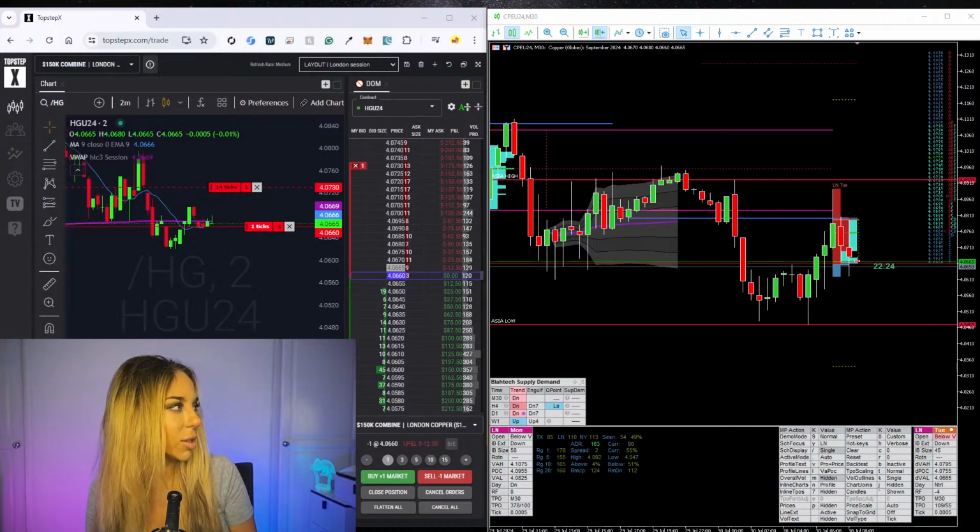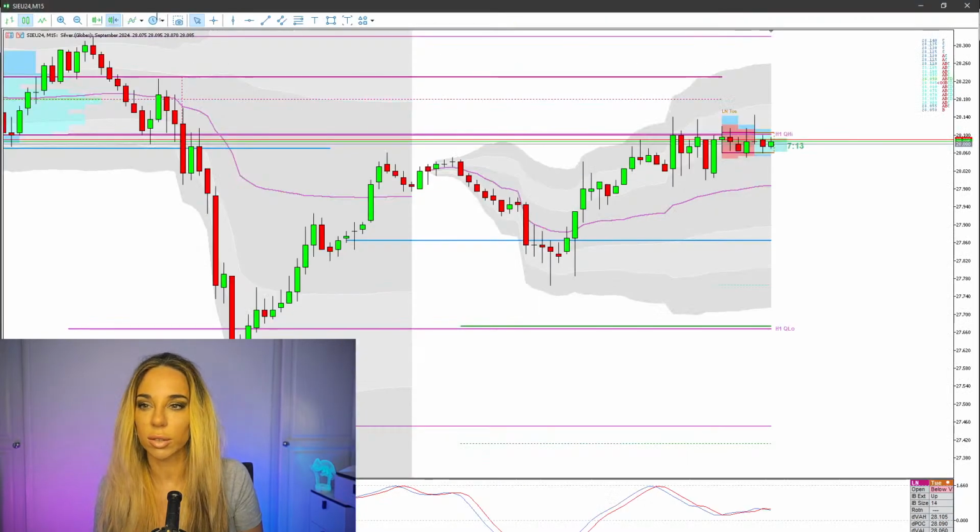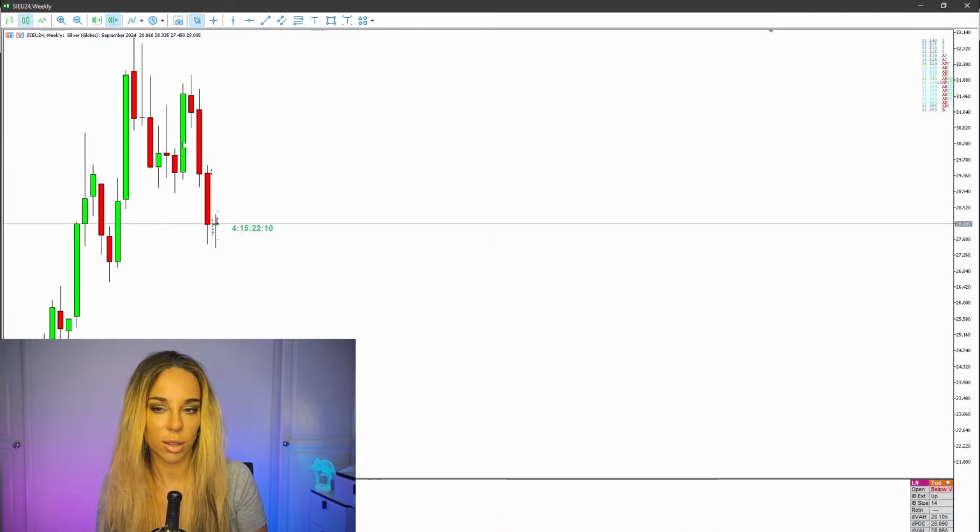Take a look at silver, Michelle Ryan says. Okay. Let's have a look at silver. Sorry for the white charts. I know they're a bit of an eyesore, but I sometimes find them easier.